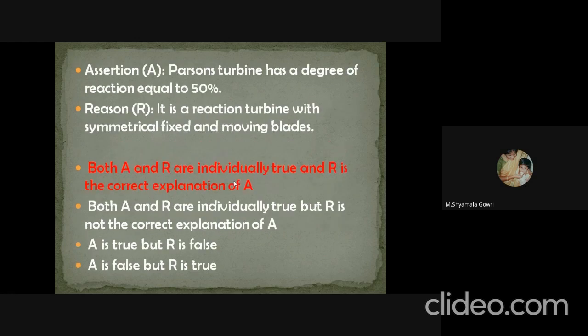The assertion and reason is given. The assertion: Parsons turbine has a degree of reaction equal to 50%. The reason: it is a reaction turbine with symmetrical fixed and moving blades. Here the answer is: both assertion and reason are individually true, and the reason is the correct explanation of the assertion. That is, the Parsons turbine has a degree of reaction equal to 50%. It is a reaction turbine with symmetrical fixed and moving blades.